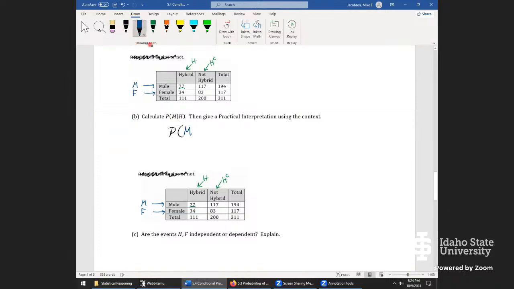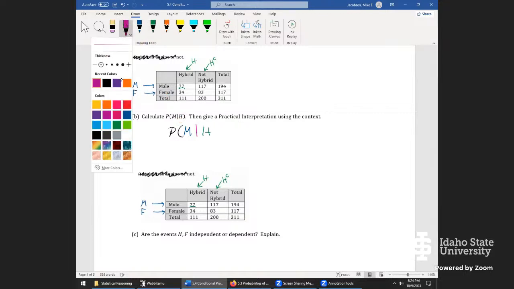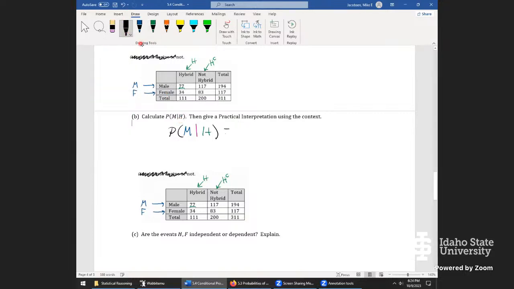Probability of M, that's standing for male, given. The given bar means we're essentially taking our sample space of 311 participants and reducing it down to only the participants that corresponded to the hybrid engine, that event H. So here's the probability of M given H. At this stage, I really haven't done anything, but at least in writing this down, we're thinking about it as we go through the problem.